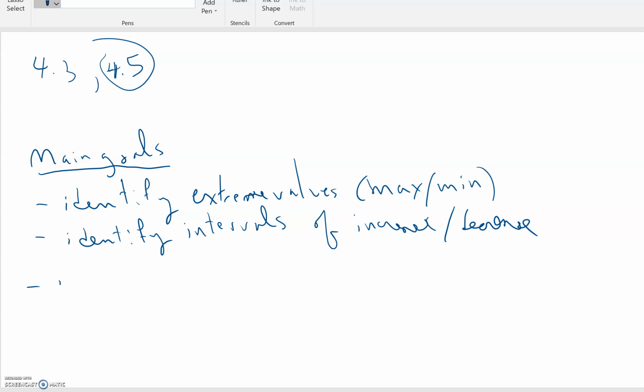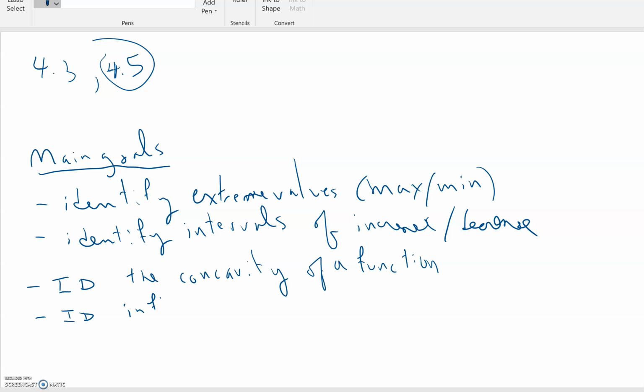We want to be able to ID, and you may not know what these things are yet, but we'll define them, the concavity of a function. So we need to talk about what concavity is, which we will. It's basically about the curving. And we also need to identify these things called inflection points, which are related to concavity.